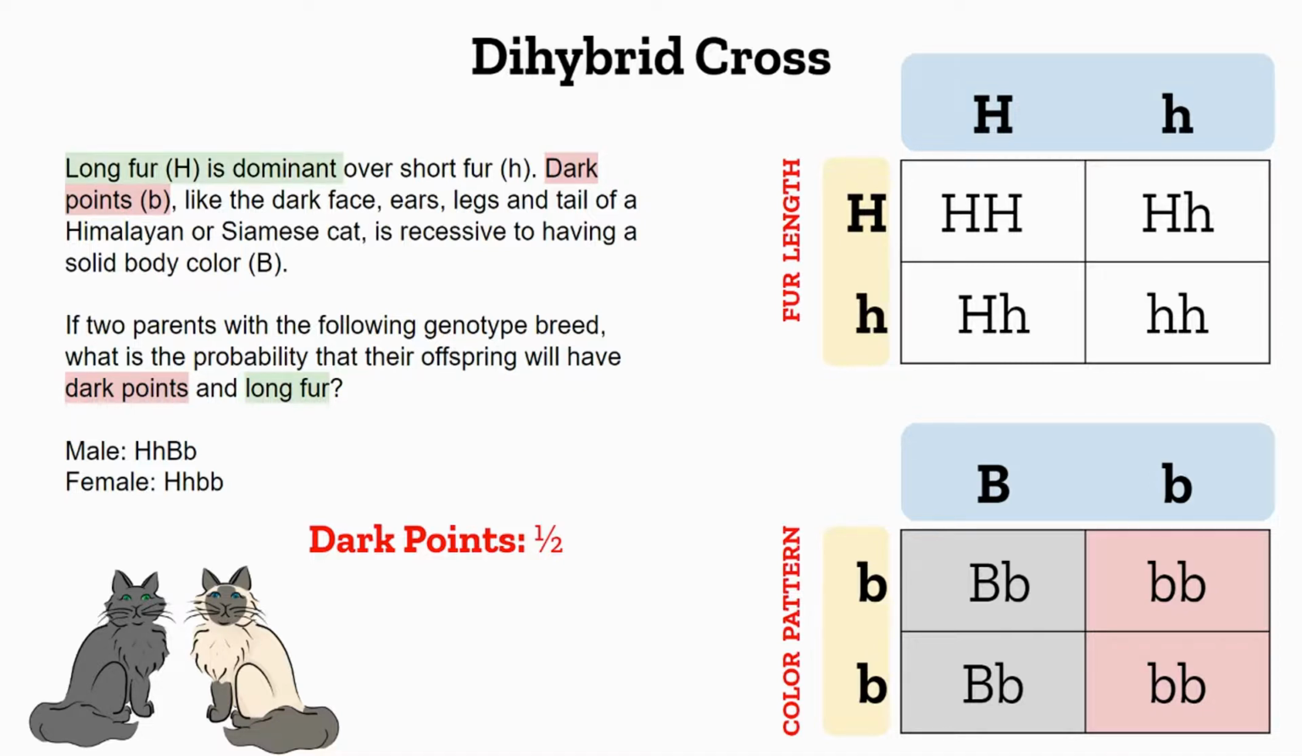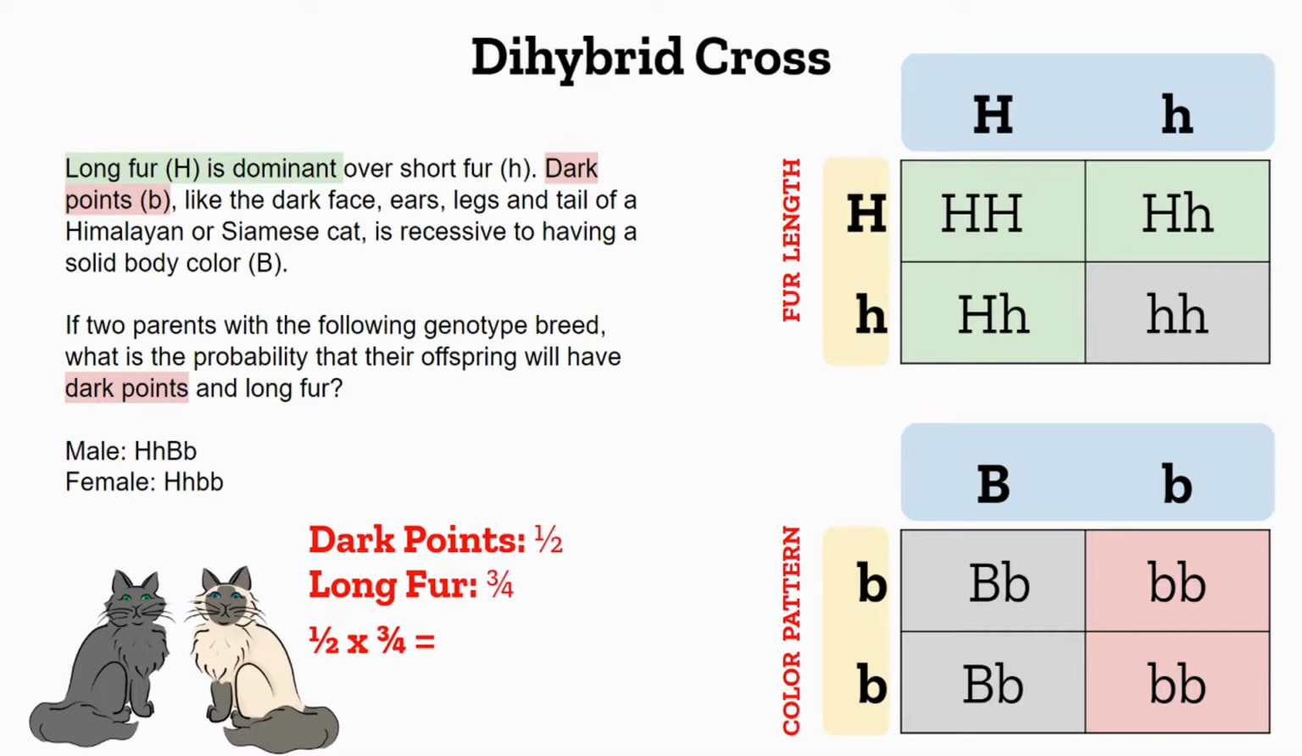Recall that long fur is dominant. So all three of the boxes that have a capital H, whether it's homozygous dominant or heterozygous, are going to have long fur. That's a 3 out of 4, or 75%, chance of long fur. Now, to determine the chance of these two traits being inherited together, we simply multiply the results.